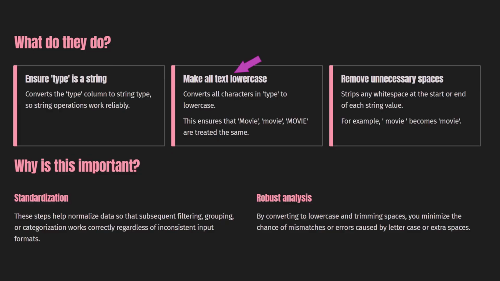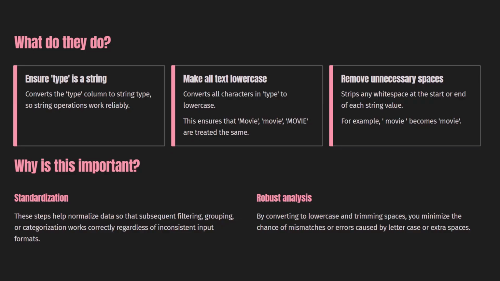The lower makes all text lowercase, converting all characters in the type column to lowercase. The strip removes any whitespace at the start or end of each string value. For example, if movie has a space, it becomes movie without any space in the word. So this is why we're using this, for standardizing and reliable analysis.